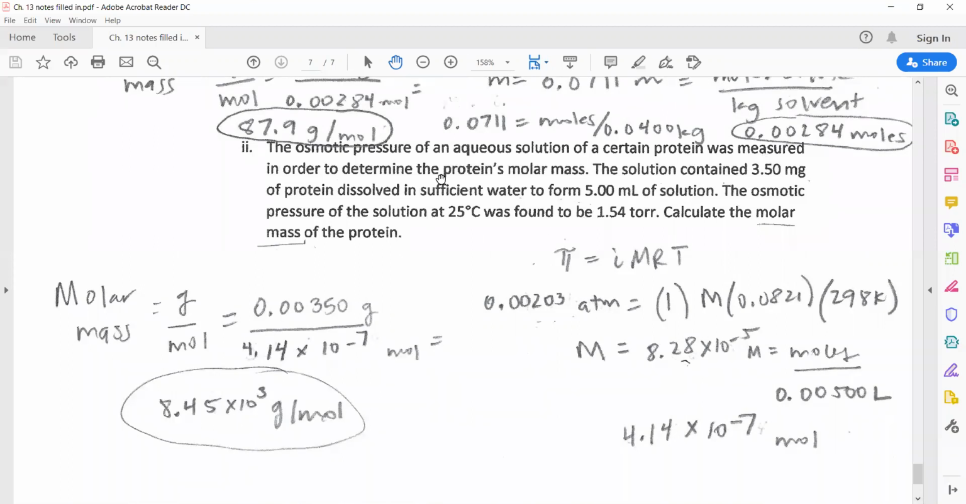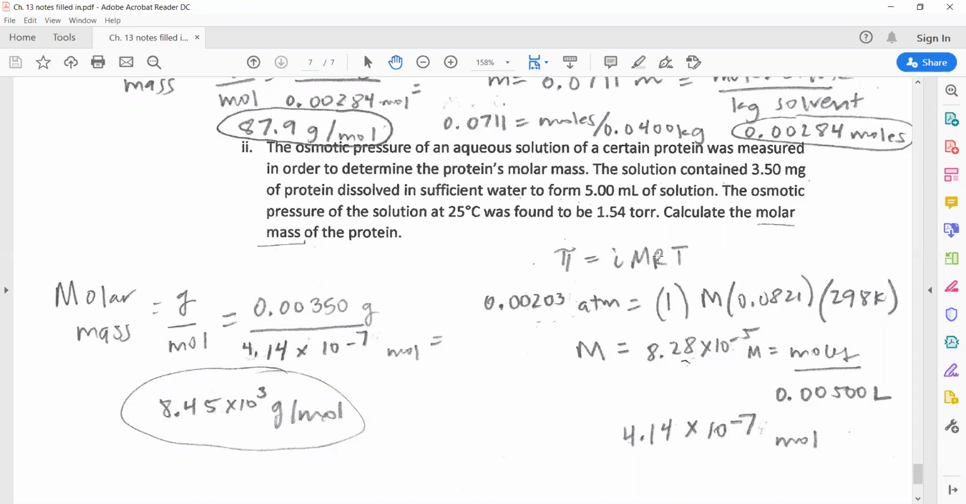We know that there's a protein that's been dissolved. There's 3.5 milligrams of this protein that has been dissolved. So we can divide that by 1,000, and then we already know the grams that were in solution. What I'm going to have to find is the moles. So I look at pi equals i mRT. I don't see plain moles in here, but that's okay. This is what I have to work with.